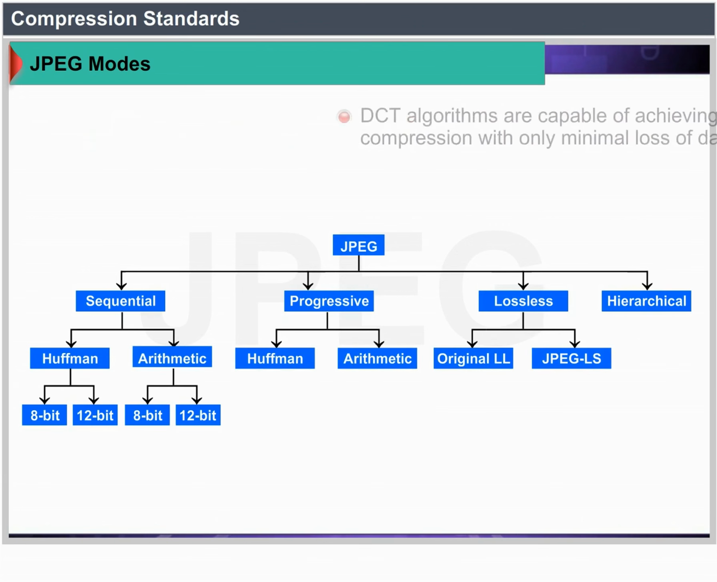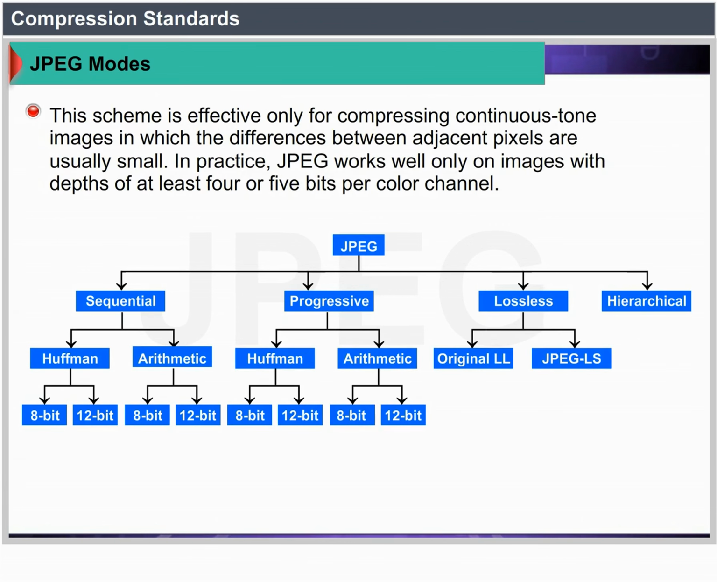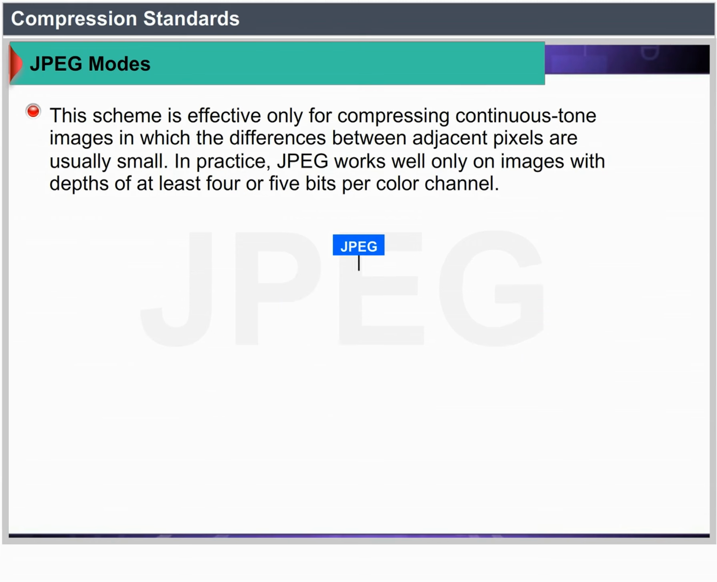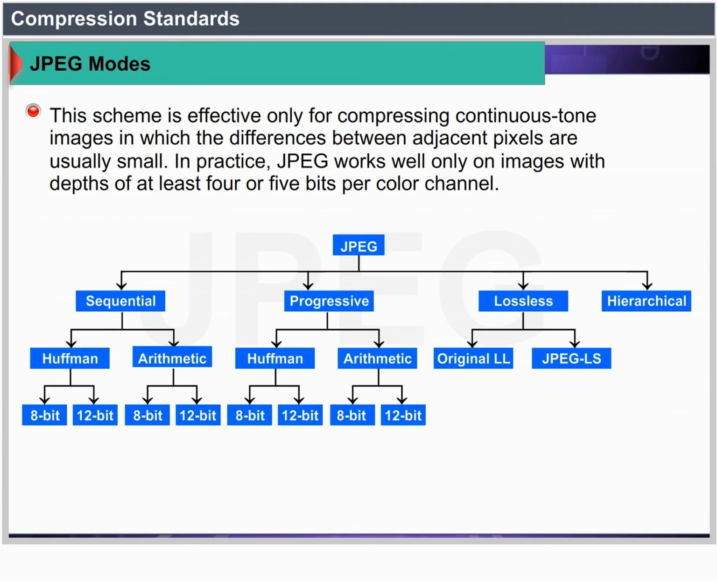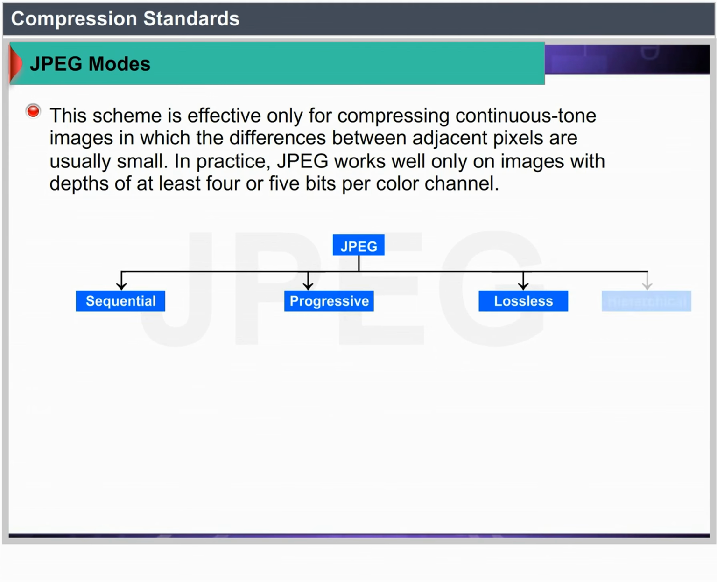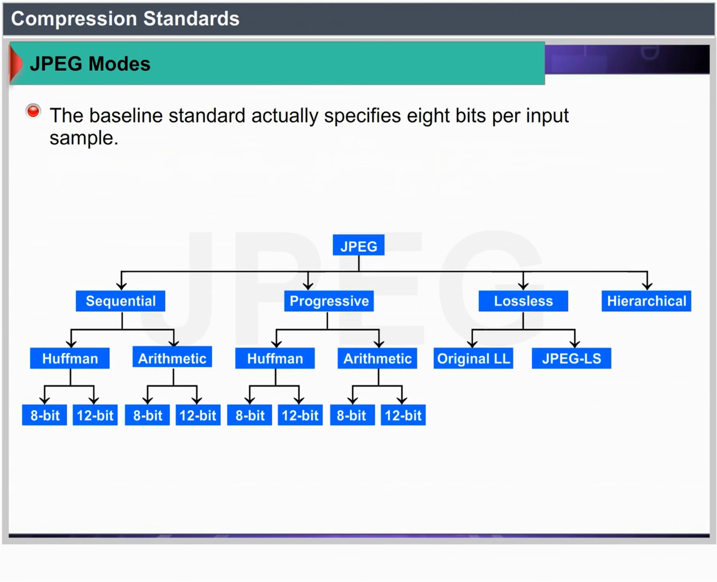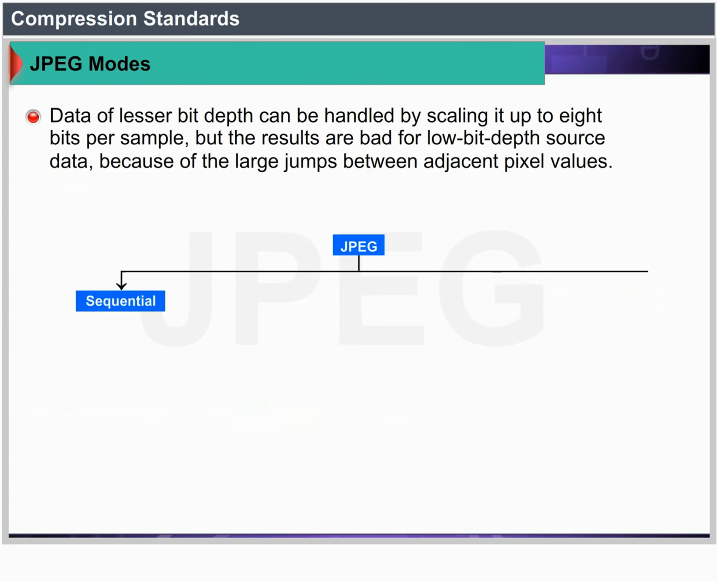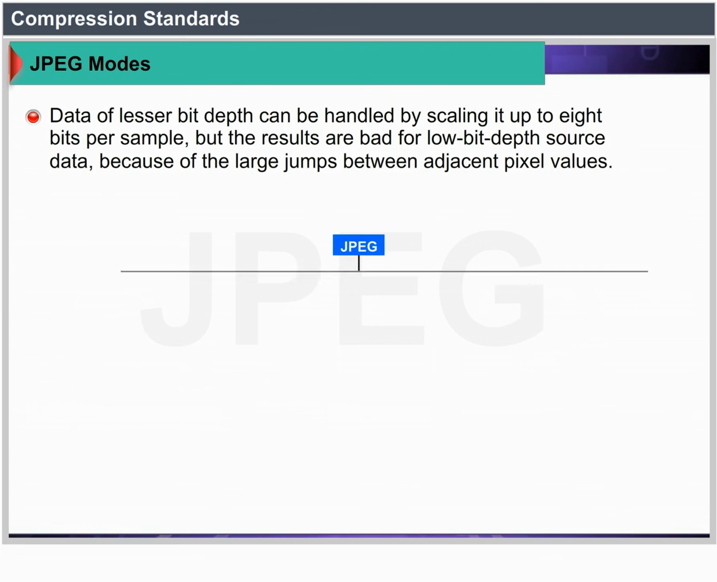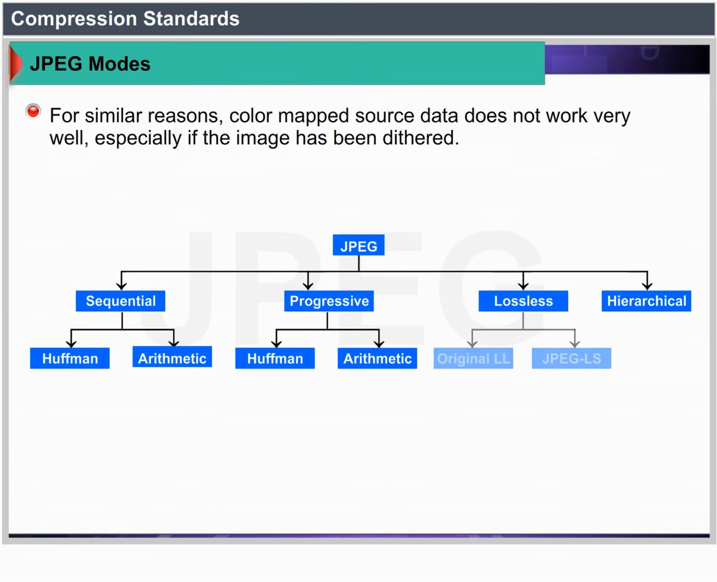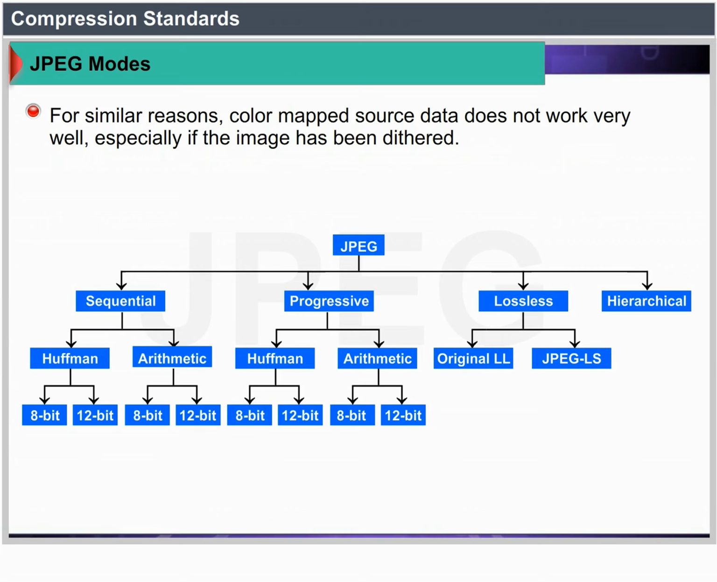This scheme is effective only for compressing continuous tone images in which the differences between adjacent pixels are usually small. In practice, JPEG works well only on images with depths of at least 4 or 5 bits per color channel. The baseline standard actually specifies 8 bits per input sample. Data of lesser bit depth can be handled by scaling it up to 8 bits per sample, but the results will be bad for low bit depth source data because of the large jumps between adjacent pixel values. For similar reasons, color map source data does not work very well, especially if the image has been dithered.